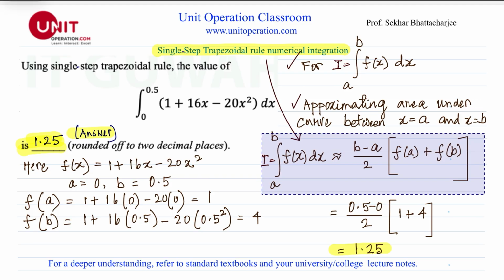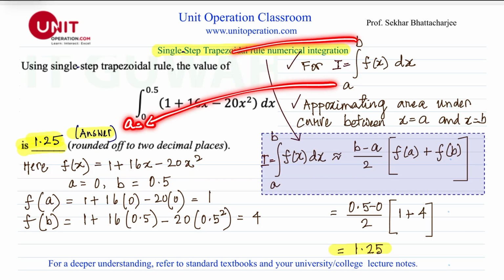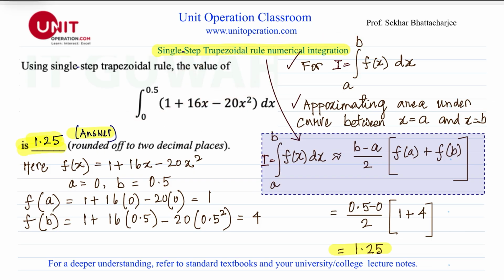Here, in this integral, a is equal to 0 and b is equal to 0.5. So this is 0.5 by 2. This is my function f(x). We find that the functional value of a is equal to 1 and the function value of b, which is 0.5, is 4. So this is equal to 1 plus 4, divided by 2. The value we get is equal to 1.25.